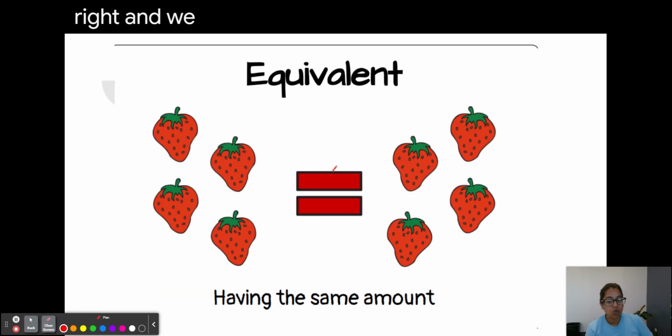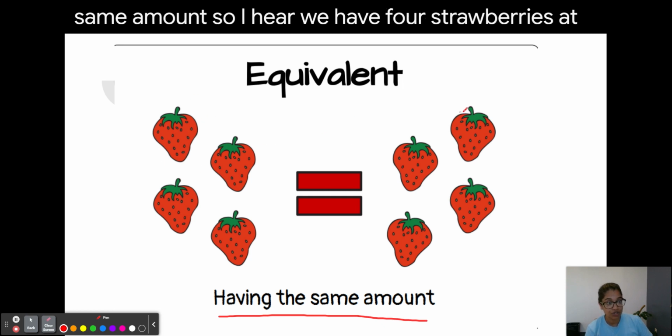All right. Then we have equivalent. Equivalent is having the same amount. So like here we have 4 strawberries. That's equal to 4 strawberries.